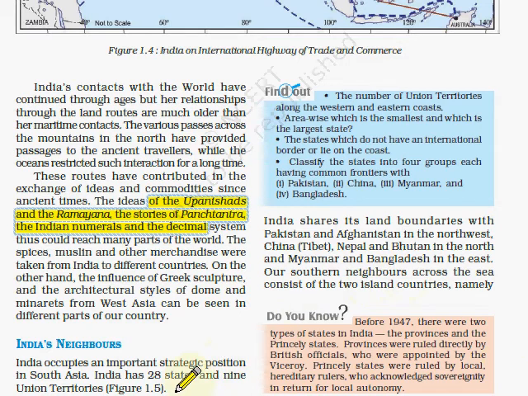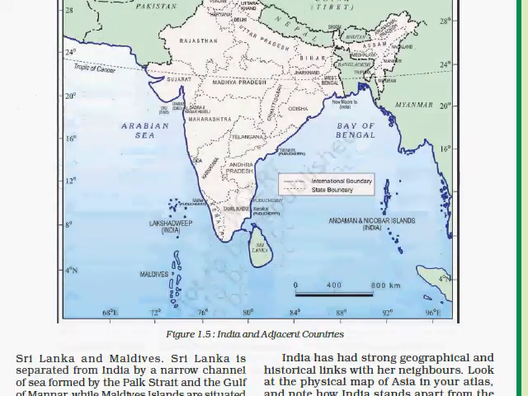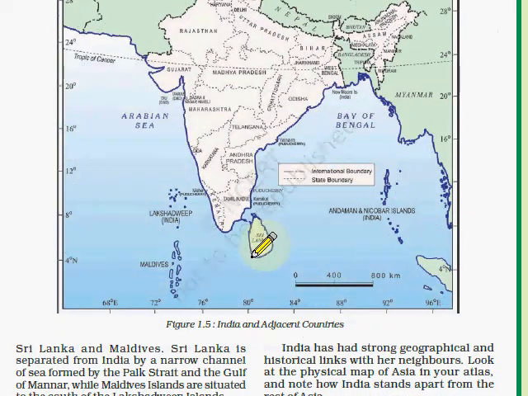The neighboring countries are important from a geopolitical point of view. The land boundaries we share are with Pakistan and Afghanistan in the northwest, then China, Nepal and Bhutan in the north, and Myanmar and Bangladesh to the east. The island countries we share maritime boundaries with are Sri Lanka and Maldives.